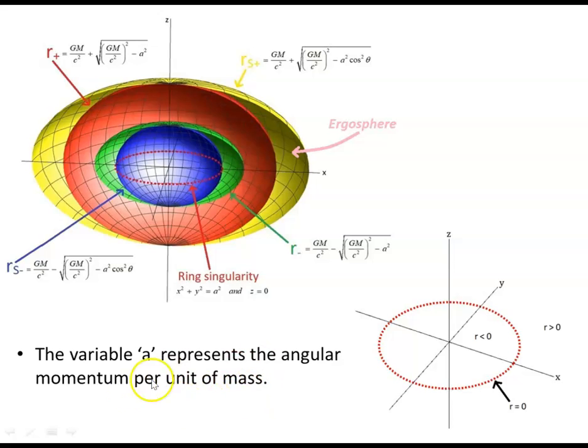A here represents the angular momentum per unit of mass, and we have a coordinate system where r equals 0 is the ring singularity itself, r is greater than 0 outside that ring singularity, and r is less than 0, it goes negative inside. That's the coordinates we're using. Briefly here, we have the inner and outer event horizons. The inner one is the green one, r minus, the outer is the red one, r plus. Stationary limit surfaces in yellow and blue. All right, and then the ergosphere in this region, and also over in this one.